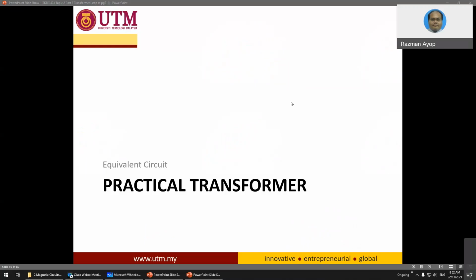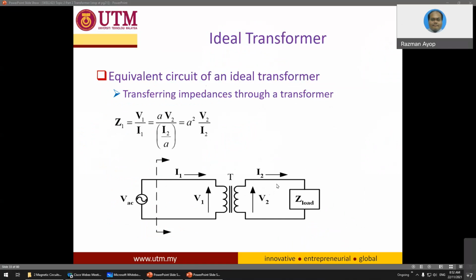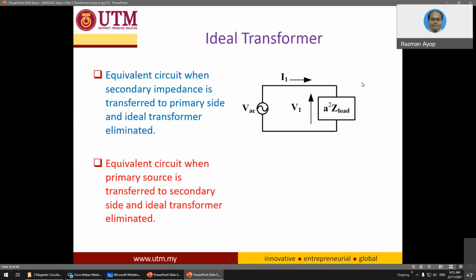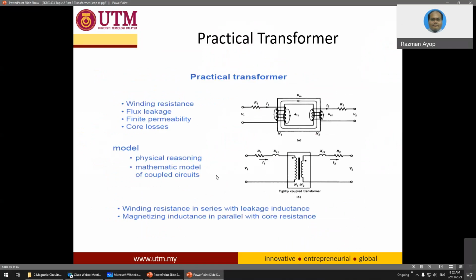Part of the study is the practical transformer. Previously you learned about the ideal transformer, which is very easy. You just have the voltage input and then output. Now it is much more difficult because this is a practical transformer. In the practical transformer, you have a winding resistance, flux leakage, finite permeability, and core losses.